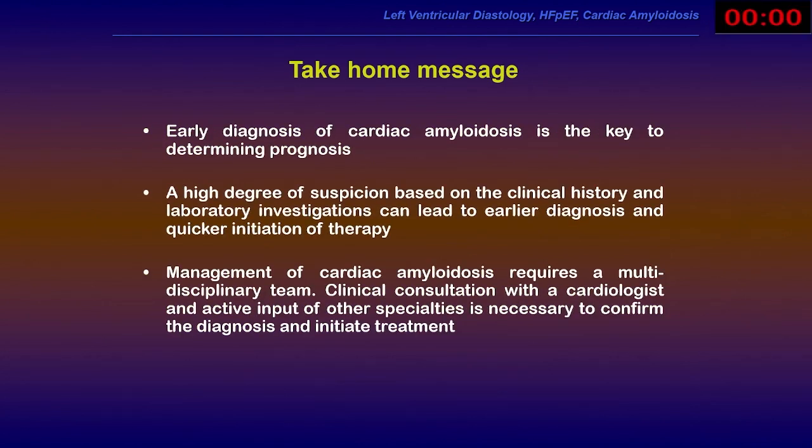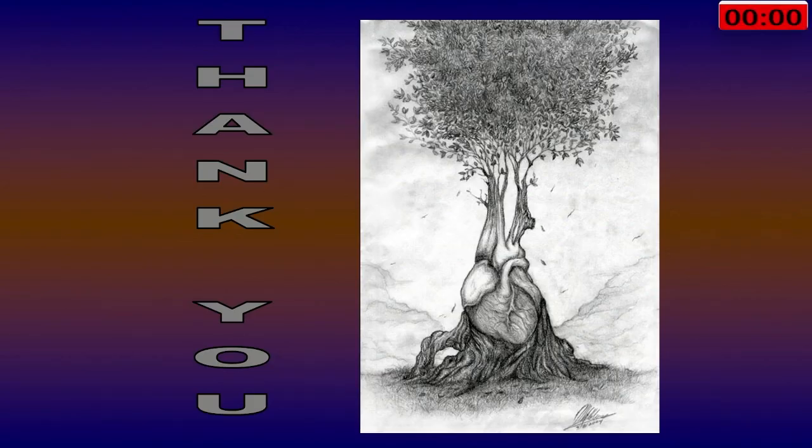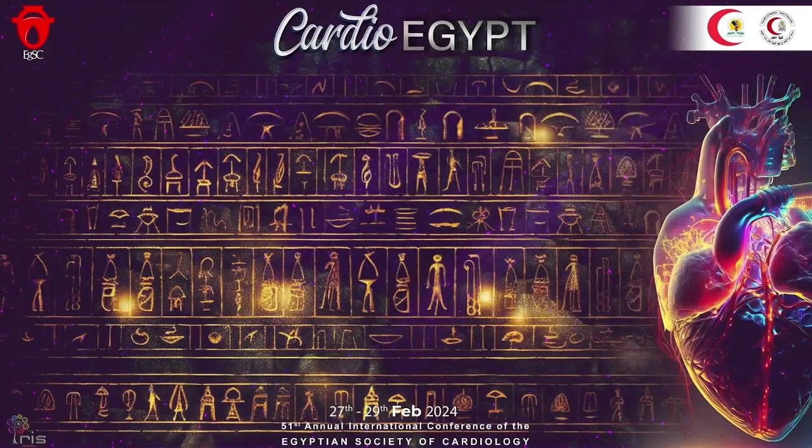Early diagnosis of cardiac amyloidosis is the key for determining prognosis. Now, if you pick up your patient early, you have a chance for a long survival. A high degree of suspicion based on the clinical history and laboratory investigation can lead to early diagnosis and quicker initiation of therapy. Management of cardiac amyloidosis actually requires a multidisciplinary team approach. It is not only the cardiologist; the radiologist, the hematologist, and all other specialties are necessary to confirm the diagnosis and initiate treatment. Thank you very much.